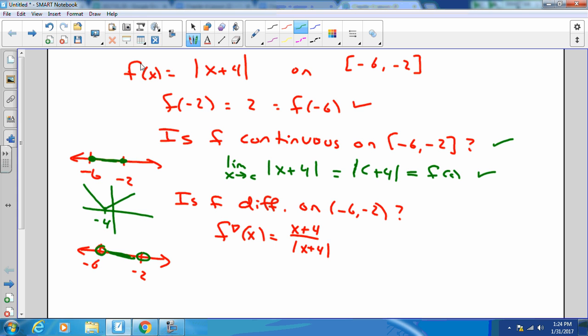Clara, in particular, what you did was you evaluated the derivative at -6 and evaluated at -2 and said, yes. That's exactly the wrong question. I don't care about the endpoints. I care about all of these individually. So how do you do that?